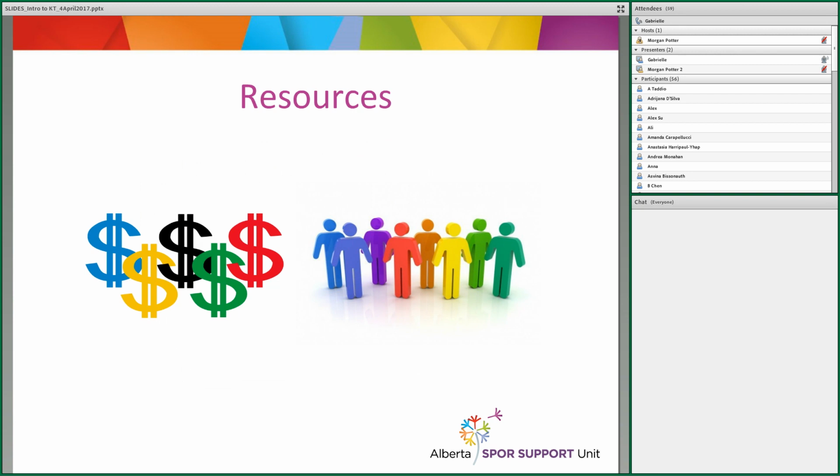You should demonstrate that the proposed KT activities can be delivered. Does the budget allocate adequate financial support to implement the plan? You need to consider financial resources, human resources, and also access to resources.